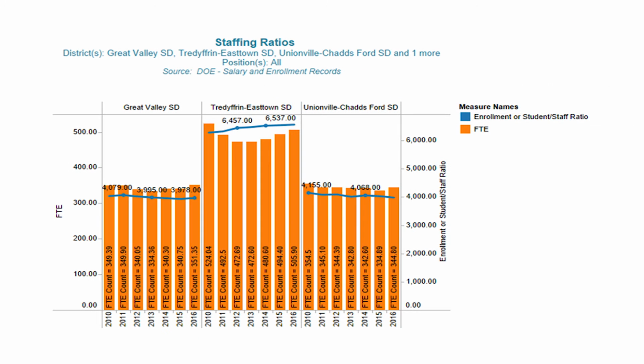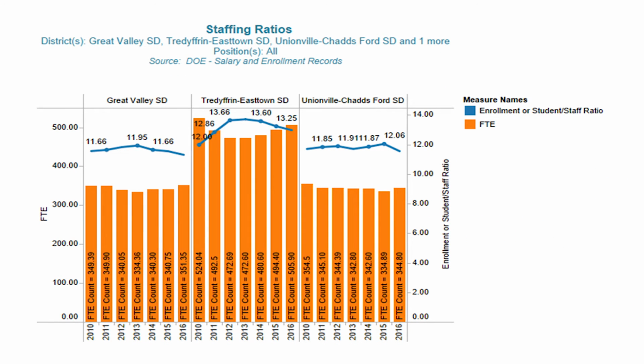What we see here is a historical look at enrollment in 3 districts. Again, Great Valley, Tredyffrin-Easttown, and Unionville-Chadds Ford, charted against the full-time equivalent number of staff over the same period. And if we look specifically at Great Valley, compared to Tredyffrin-Easttown and Unionville-Chadds Ford, the districts to which we are most often compared, the student-teacher ratios district-wide look like this. We can see that both TE and Unionville have higher student-to-teacher ratios than those we see in Great Valley.